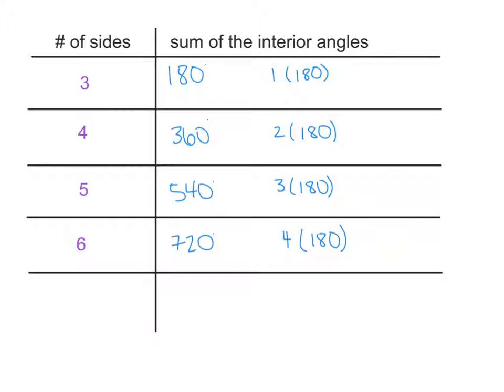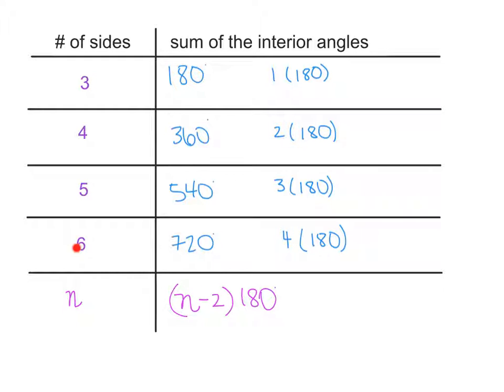Okay, if I look for the connection, I will see that this number over here is always 2 less than the number of sides. Okay, 3 minus 2 gets me 1. 4 minus 2 gets me 2. 5 minus 2 gets me 3. 6 minus 2 gets me 4. Okay, so if I want to give you some arbitrary number of sides, 10 sides, 15 sides, 132 sides, I need to have a plan how to get these numbers.